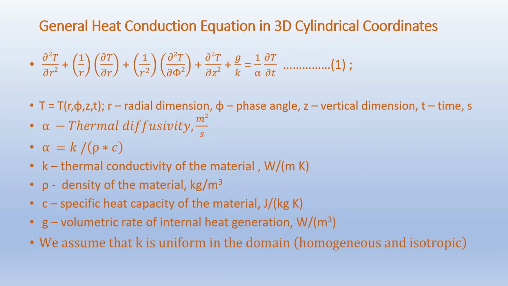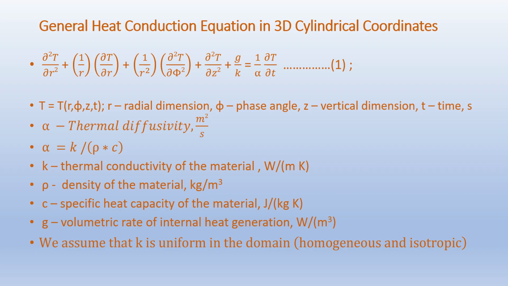The general heat conduction equation in 3D cylindrical coordinates is given as ∂²T/∂r² plus 1/r times ∂T/∂r plus 1/r² times ∂²T/∂phi² plus ∂²T/∂z² plus G/K equals 1/alpha times ∂T/∂t. Here the uppercase T is a function of r, phi, z and lowercase t.